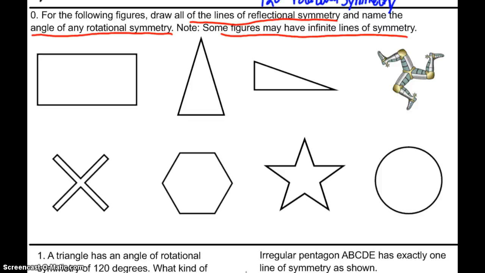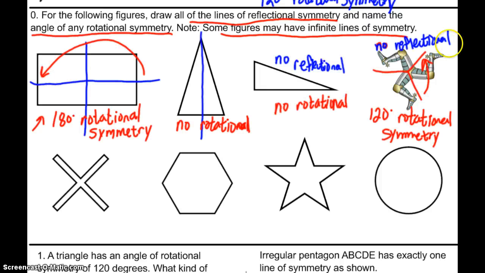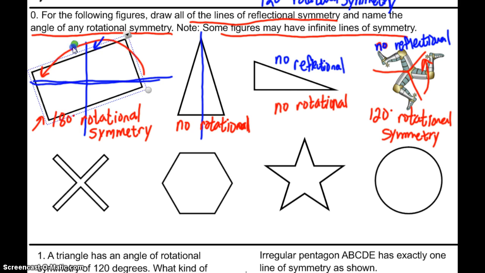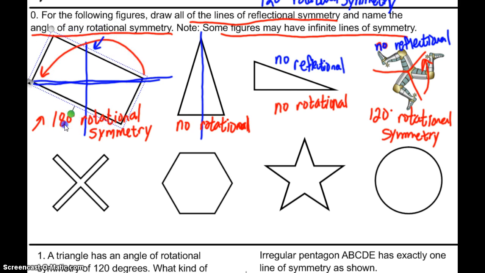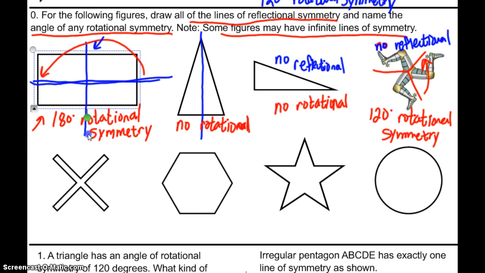The answers to the first 4, or the top row, will appear in 3, 2, 1, and here they are. The first one has 2 lines of reflectional symmetry, there and right here, and has 180-degree rotational symmetry. Some people might say it has 90-degree rotational symmetry, but it in fact does not. Watch what would happen. If I turned only 90 degrees, it does not look like the original shape. If I turn a full 180 degrees, it does look like the original shape.